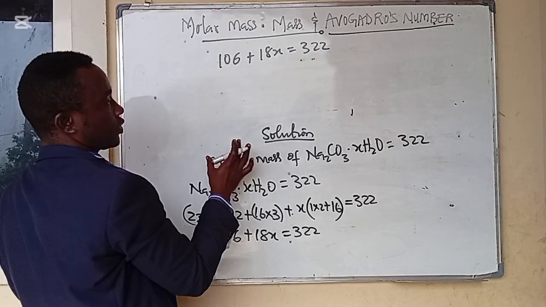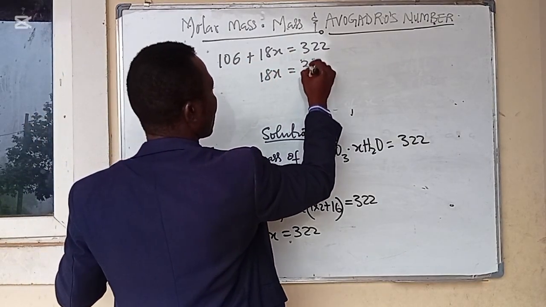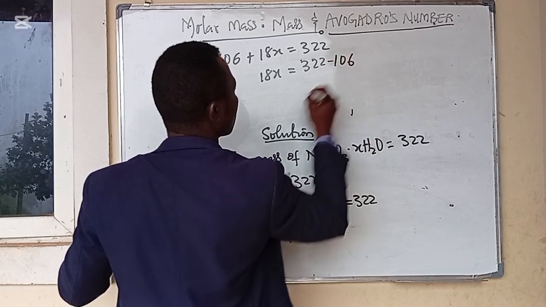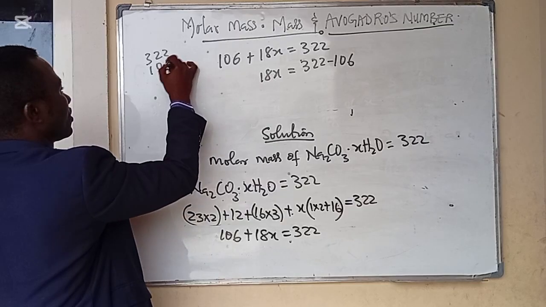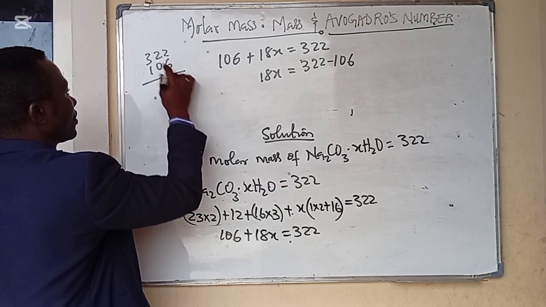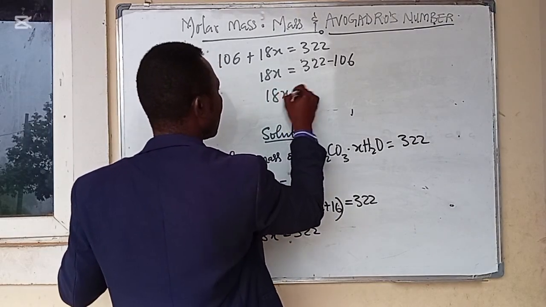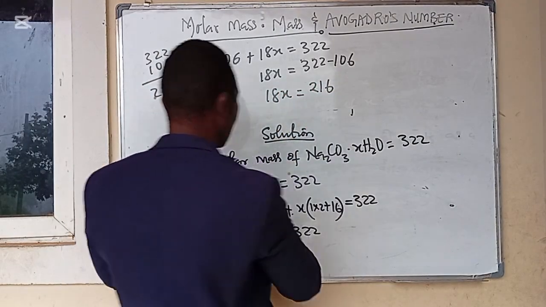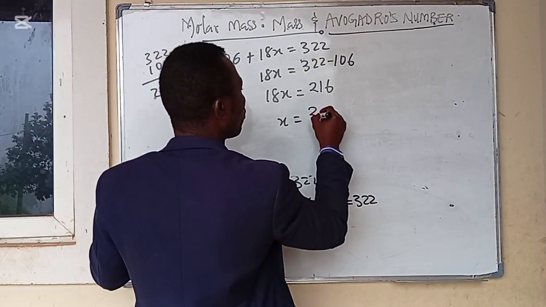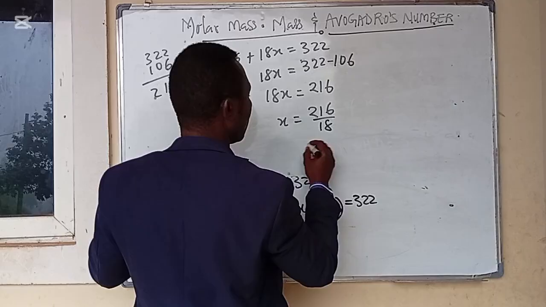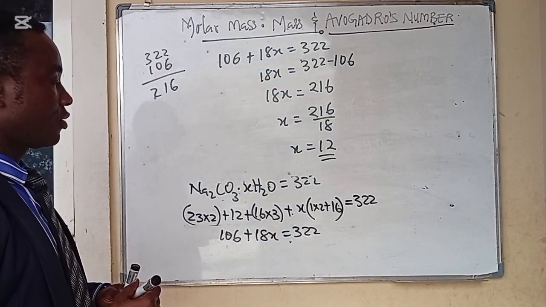So we collect like terms. 106 goes to this side. We have 18x is equal to 322 minus 106. That will give us 18x is equal to 216. So what is x? x will be equal to 216 divided by 18. So x is equal to 12. So we have gotten x to be 12.